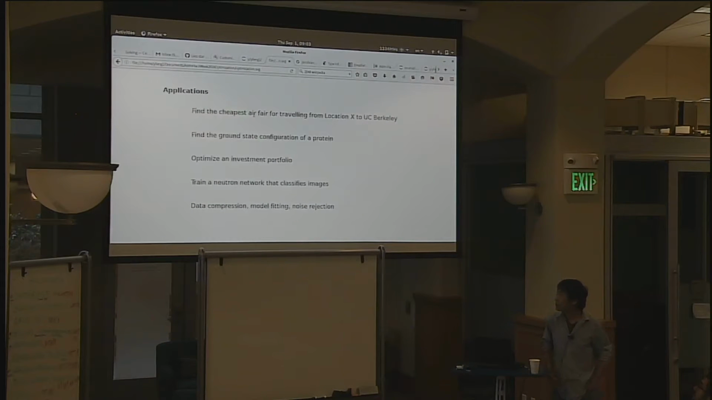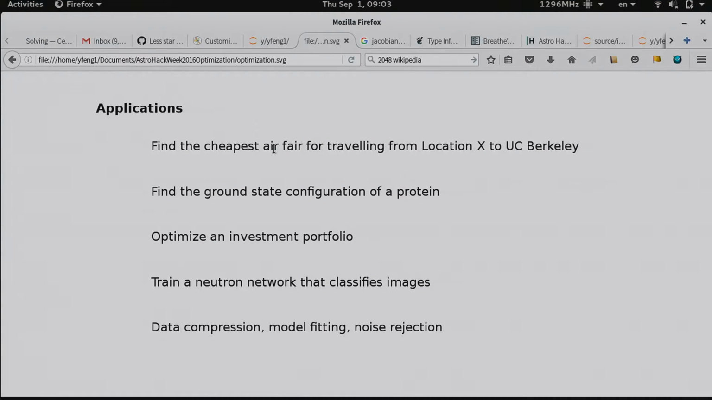So if we look at optimization, a lot of real-life problems can be rewritten in terms of optimization. They have some characteristics. For example, if we want to find the cheapest airfare to travel from your home institution to Berkeley, we are looking for the airfare that's the cheapest. Or if we are solving for the ground state of a protein, a molecule, we are looking for a ground state, something at the lowest. Or if we are optimizing an investment portfolio, we are maximizing the profit, looking for the most amount of money.